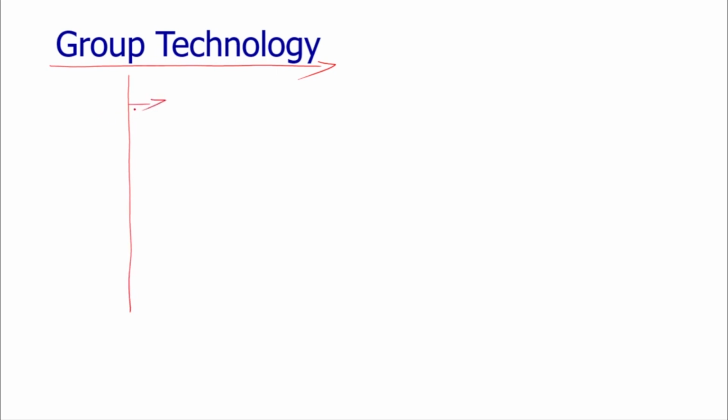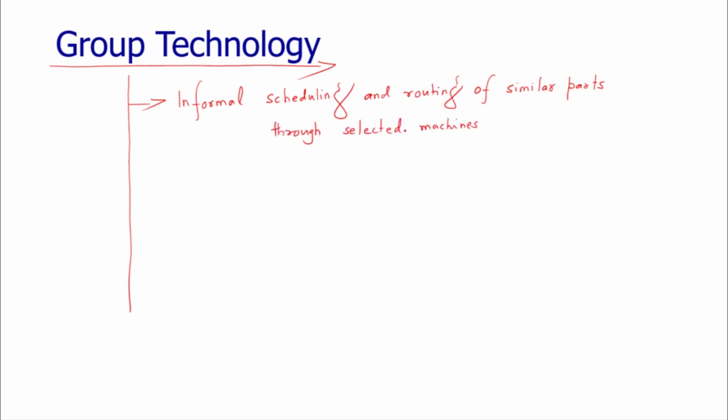The first application is informal scheduling and routing of similar parts through selected machines. So we got the cluster, now we have to schedule. Here the scheduling of the work operations would be carried out in an informal way, and we are routing the similar parts through the selected machines in an informal way.